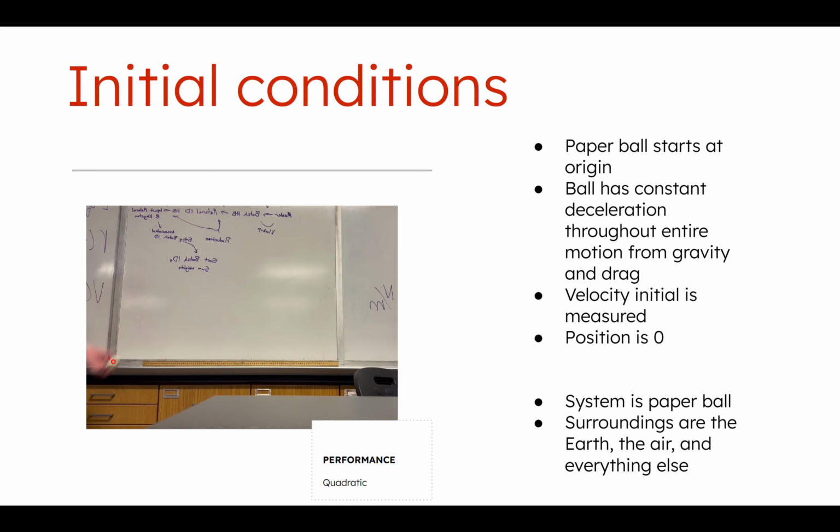The initial conditions. The paper ball starts at the origin. The ball has constant deceleration throughout the entire motion from gravity and drag. The initial velocity is measured, and the position is 0. The system is the paper ball, and the surroundings are the earth, the air, and everything else.